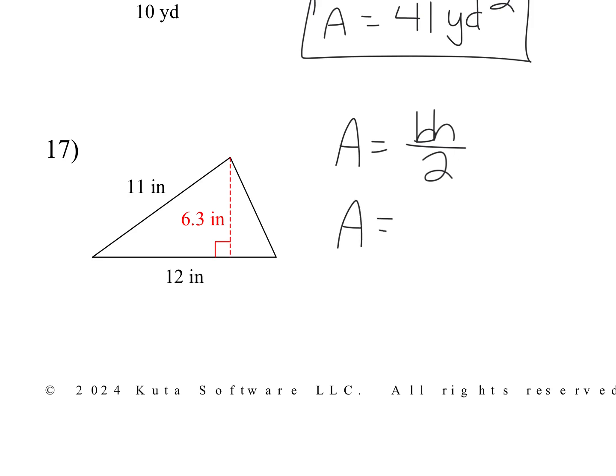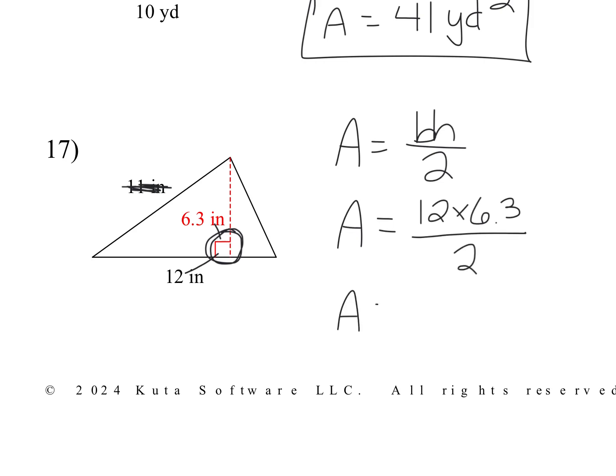So what's the base and the height? Pause. Don't answer that. How do I know which one's the base and the height? Right angle. It's not always going to be the bottom one, but find that right angle. The sides that are connected to it are your base and your height. So which value on that diagram do I not care about? 11. Scribble it out. Now plug in what you know. What's the base? 12. What's the height? 6.3. And then I have to remember to divide by 2.